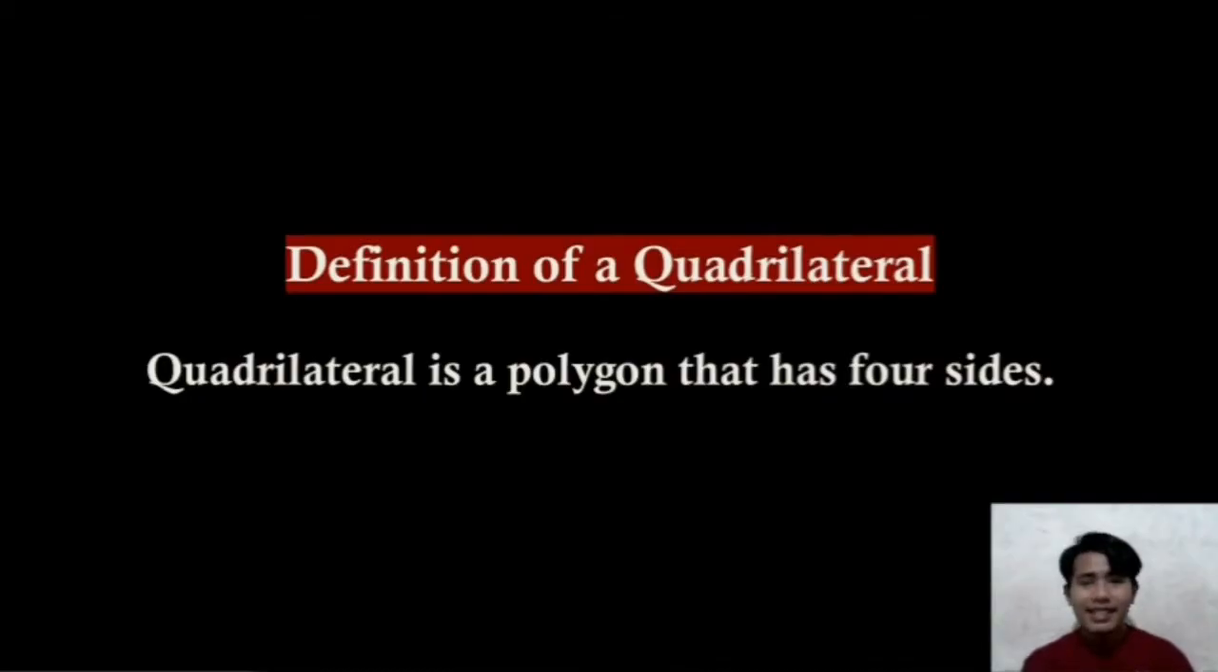So, in this video, we are going to prove two theorems of a trapezoid. Trapezoid is a part of the topic quadrilateral in geometry. So, do you know what is the quadrilateral? This is the definition of a quadrilateral. A quadrilateral is a polygon that has four sides.